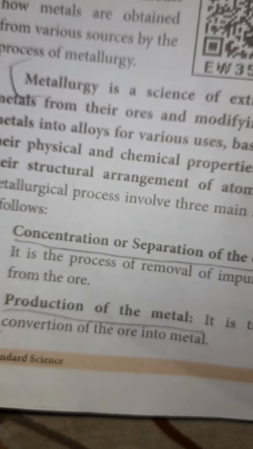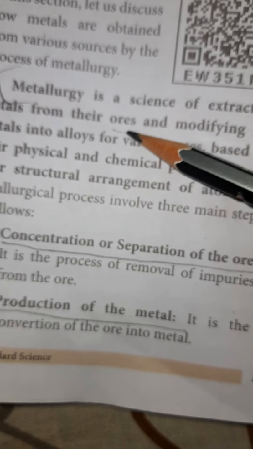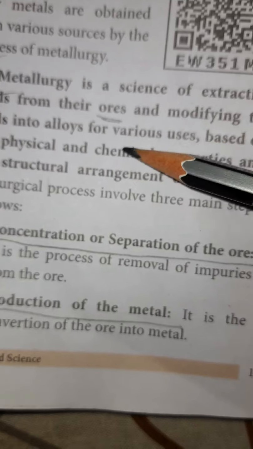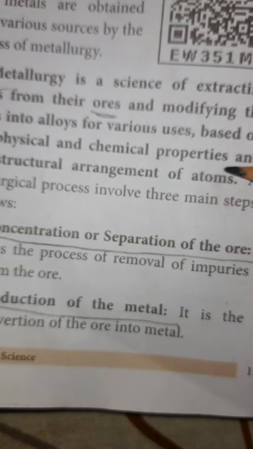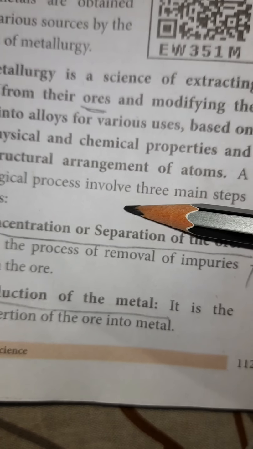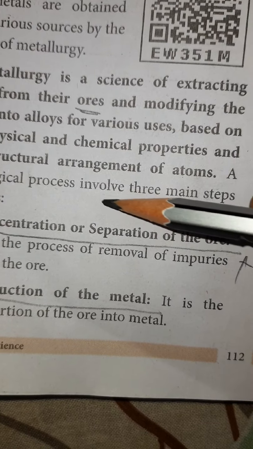Metallurgy is the science of extracting metals from their ores; the Tamil meaning is thodukal. And modifying the metals into alloys for various uses based on their physical and chemical properties and their structural arrangement of atoms. A metallurgical process involves three main stages as follows.